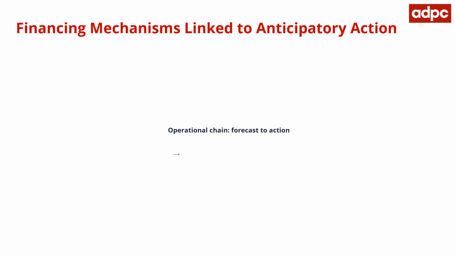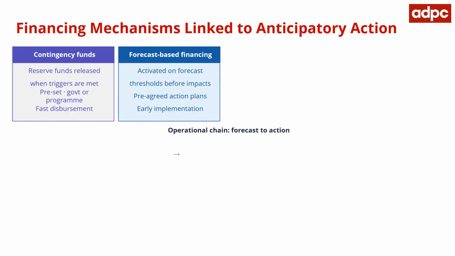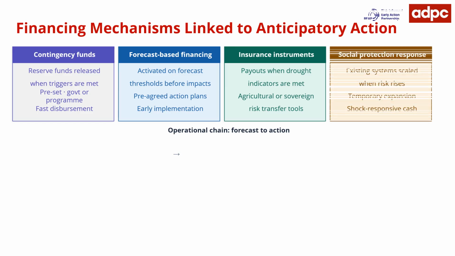There are 4 main financing mechanisms linked to anticipatory action. Contingency funds: reserve funds released when triggers are met, preset, government or program-owned, with fast disbursement. Forecast-based financing: activated on forecast thresholds before impacts, with pre-agreed action plans and early implementation. Insurance instruments: payouts when drought indicators are met, agricultural or sovereign risk transfer tools. And social protection response: existing systems scaled when risk rises, temporary expansion and shock-responsive cash. Together, these form an operational chain from forecast to action.